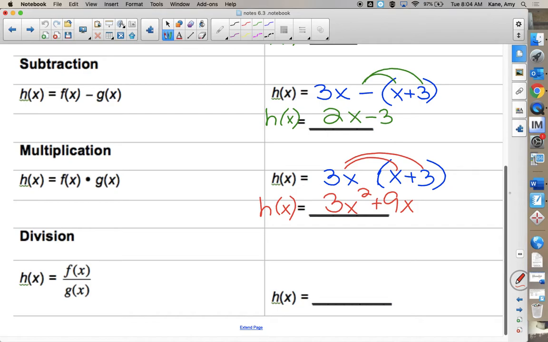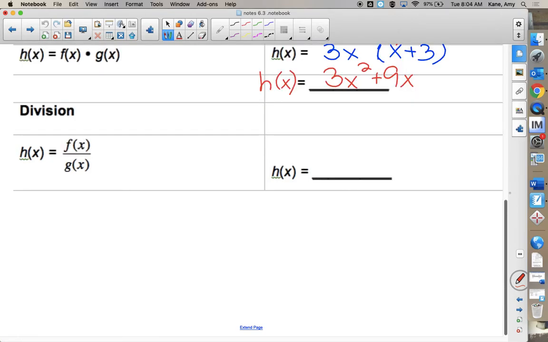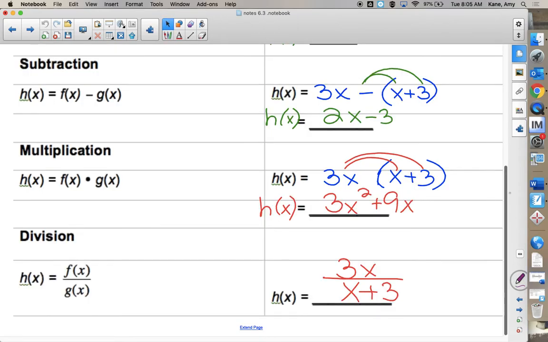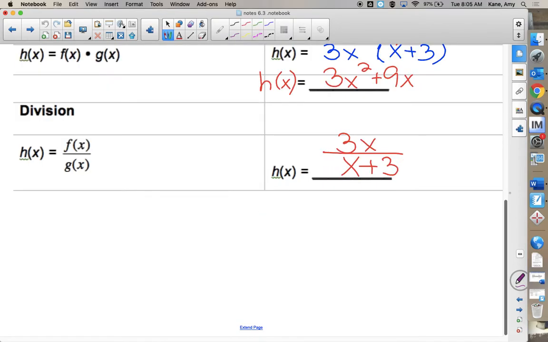And then the last one is division. So we take f of x, you divide it by g of x. Well, f of x is 3x. We're dividing that by g of x, which is x plus 3. And again, you have to think about this as a quantity grouped together. So it's a whole group. Both of them are together. This expression cannot be simplified because 3x doesn't divide into both of them.